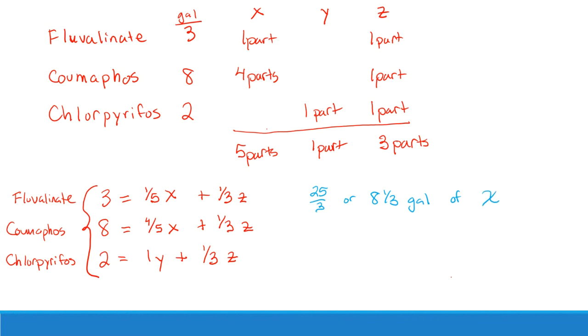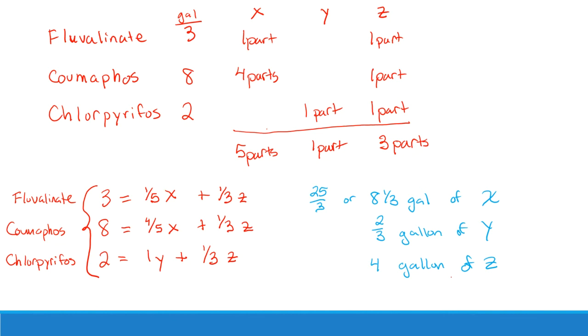Then we have 2/3 of a gallon of Y, and then you need to mix in 4 gallons of Z in order to get your total amount of the chemical. So if you add 8 1/3 plus 2/3 plus 4, 8 1/3 plus 2/3 gives you 9. 9 plus 4 is 13. So that adds up to 13 gallons total.